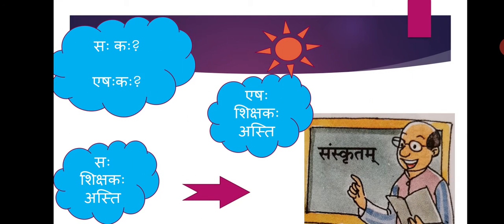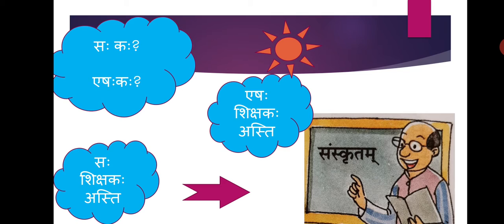Now, we have seen that there are some pronouns which we use for questions. Here we have "Sah" and "Kah", which are masculine forms. "Sah" means "that", and "Kah" means "who". So, who is that? "Sah Shikshakah asti", he is a teacher. In front of that I have given one arrow to show that this pronoun is used for a far object, not a near one.